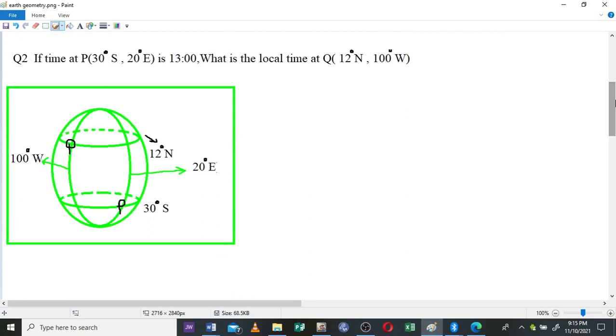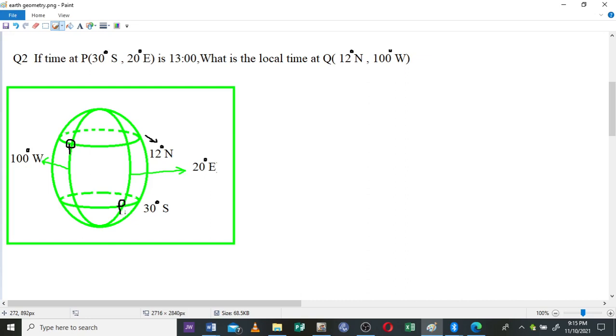The second question says, if time at point P, you can see where point P is in my diagram, okay? So this diagram will not be given to you. You need to interpret the information in the question and be able to draw a diagram like this one. This becomes very easy because you will see where all points are.